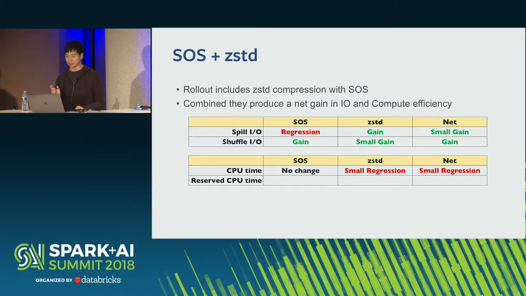So in terms of Z-standard, we see a small regression in CPU time because, again, it takes more time than LZ4 to do the compression, even though it does a better job of compressing. But what we really care about, again, is this reserved CPU time. And we see a gain because of SOS, because our I/O is more efficient. And then Z-standard doesn't have an effect in terms of purely the I/O time. And in net, we get a gain on the reserved CPU time. So this is kind of the theoretical background behind why we do SOS and Z-standard. And now I'll show you the actual results based on our deployment.